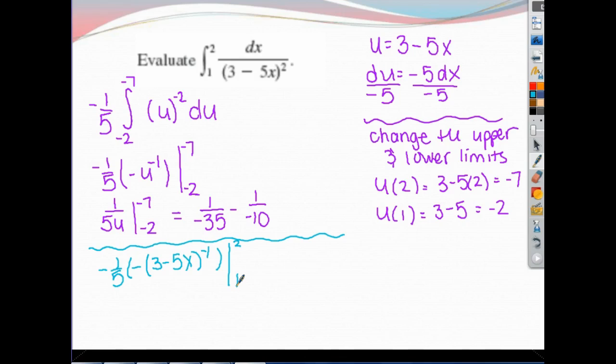So stick to a method, get used to it. However you start is how you want to continue to do the problems. So if you change your u's always, change your u's always. If you change your u's never, change your u's never. So you can always do those problems just by changing the limits. There's no problem where you can't. You can always change your bounds.